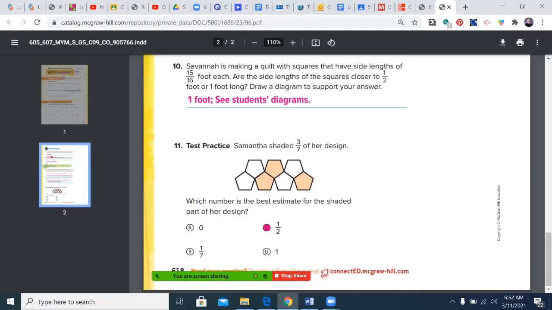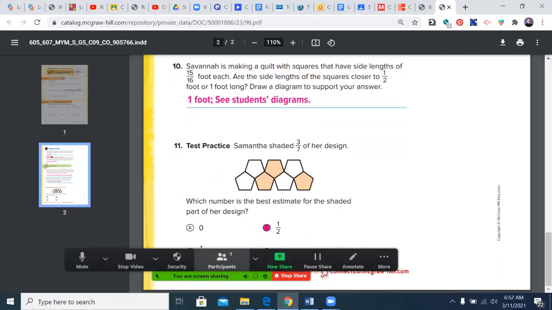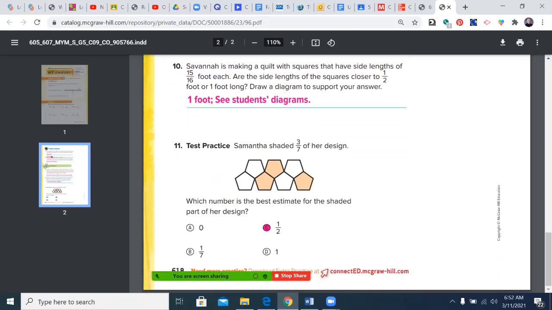Test practice, she shaded 3/7 of her design, so you can see the shaded in colors. What is the best estimate for the shaded part? We did nothing with 1/7 in this entire lesson, so ignore that. It's very clearly not 0 shaded in, but it's about half. One more piece here would have made it exactly half, so we'd round to 1/2.